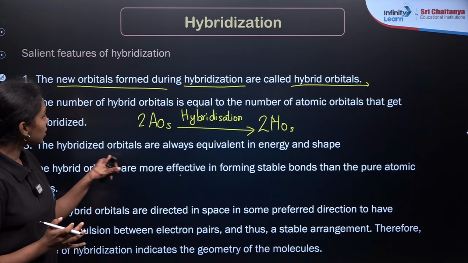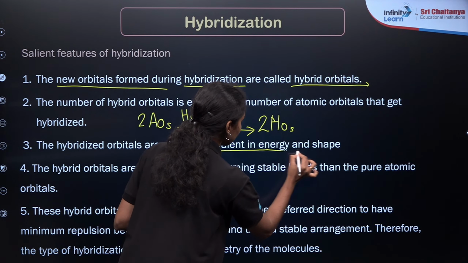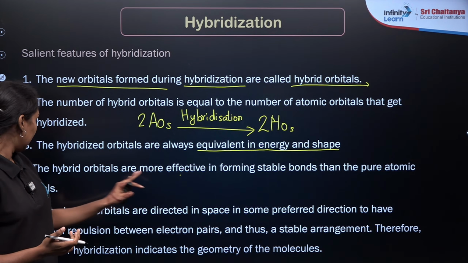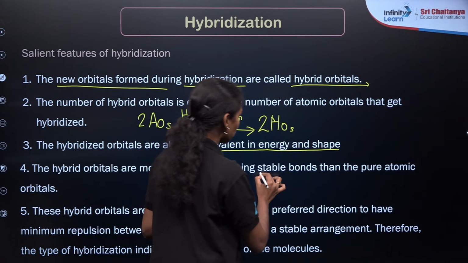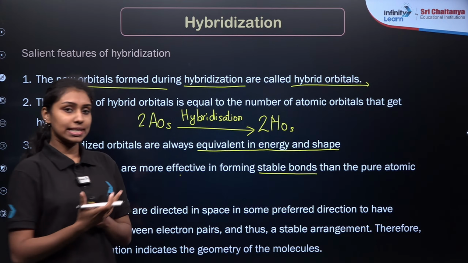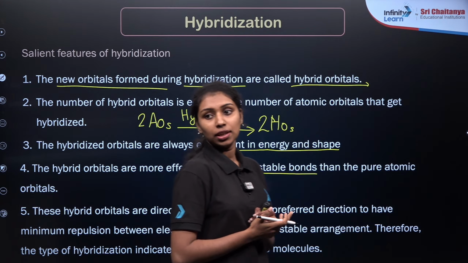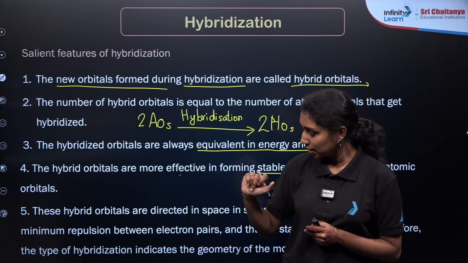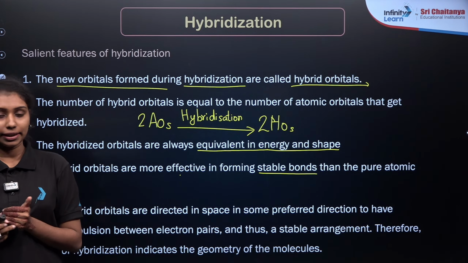Then, the hybridized orbitals are always equivalent in energy and shape. Let us discuss in detail the energy part while discussing the sp, sp2 and sp3 hybridization. Then, the hybridized orbitals are more effective in forming stable bonds than the pure atomic orbitals. You will get an idea when we are discussing the sp, sp2 or sp3 hybridization. So, from the exam point of view, you need to focus on these five points regarding the features of hybridization. I hope you are getting my point, right?